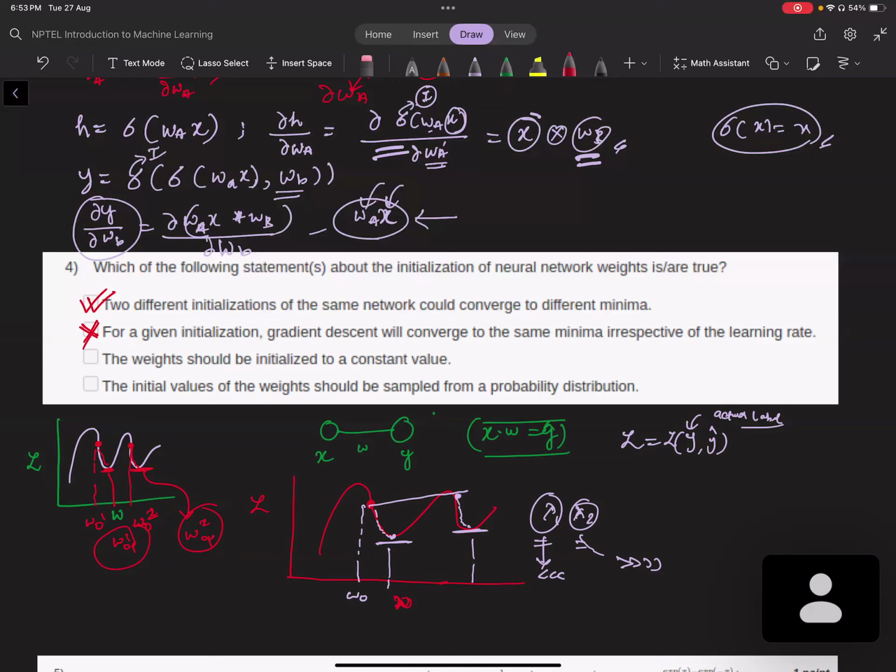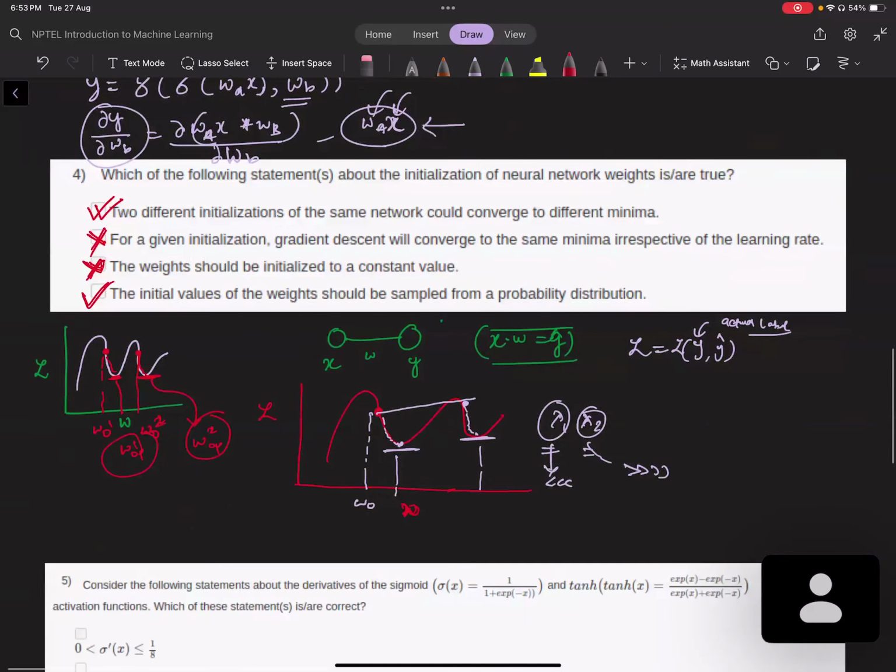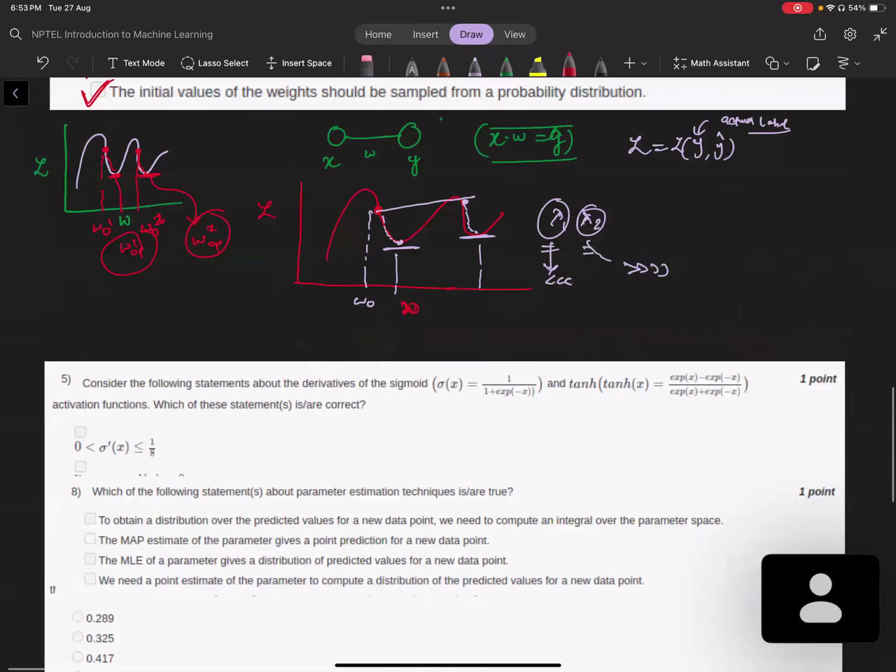Third: the weight should be initialized to a constant value. This is wrong, so there is no explanation for this. The initial value of weights should be sampled from a probability distribution. Yes, this should be true. I think this is a theoretical thing, and there's no need to explain this.